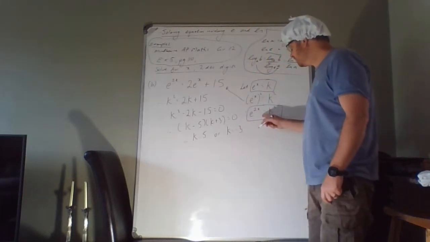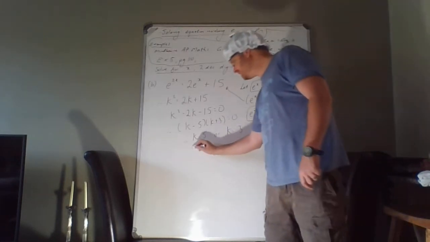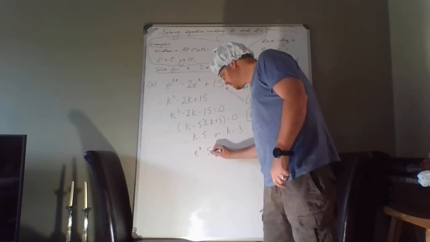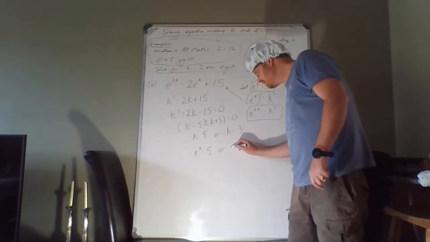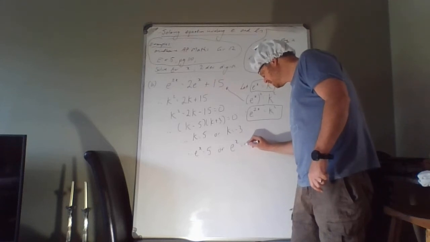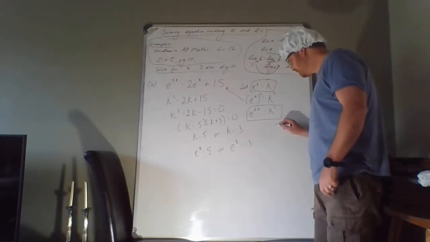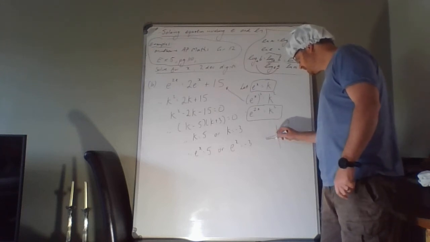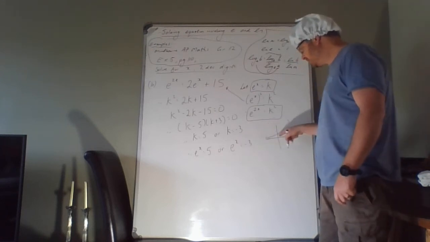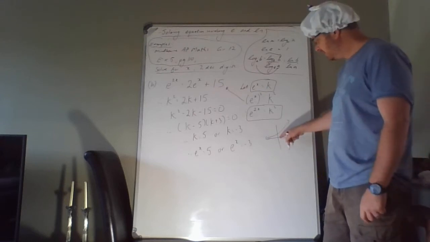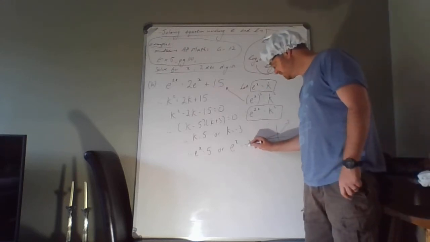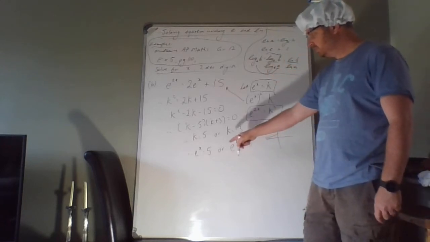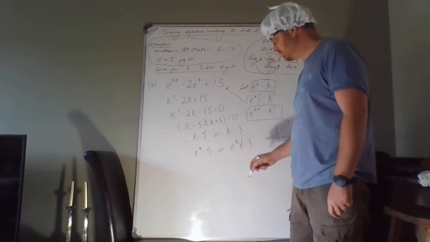But I've got to solve for x, so I've got to sub back in. So k is e to the x. So e to the x is equal to 5, or e to the x is equal to negative 3. But remember the shape of the graph e to the x. Okay, e to the x will only spit out values which are positive. Okay, so this e to the x is equal to negative 3 is impossible. Okay, so all I'm left to solve is e to the x is equal to 5.